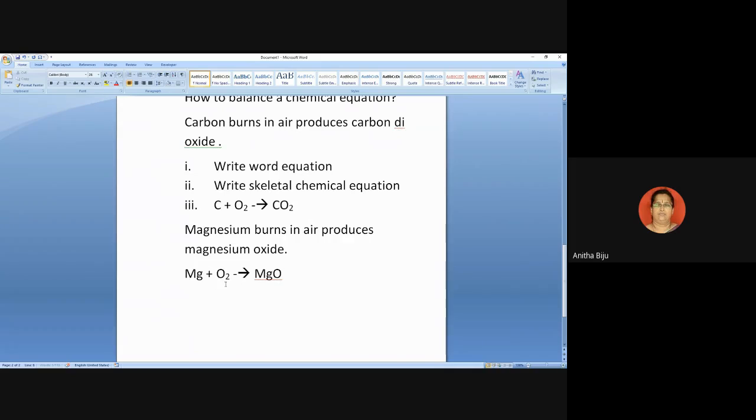On the left side of the arrow, how many oxygen atoms are there? O2. What does it mean? O2 represents what? 2 oxygen atoms. Very good. So on the left side, 2 oxygen atoms are there. Ishika Gupta, say how many atoms are on the right side? 1. So it means the number of oxygen atoms is not balanced.